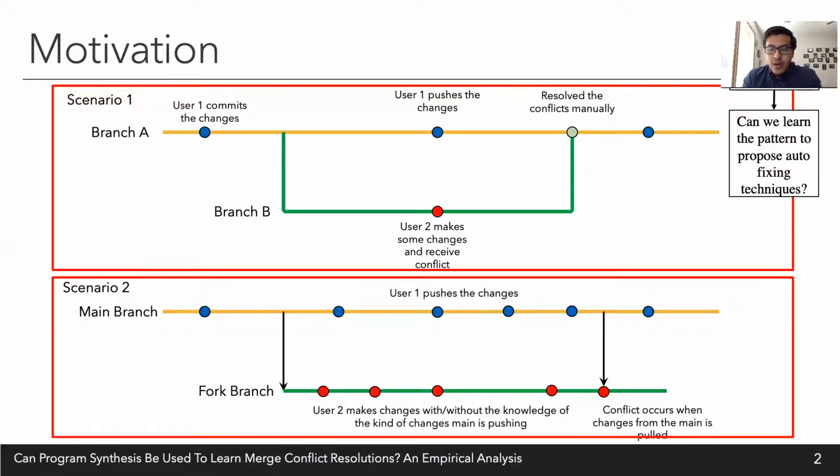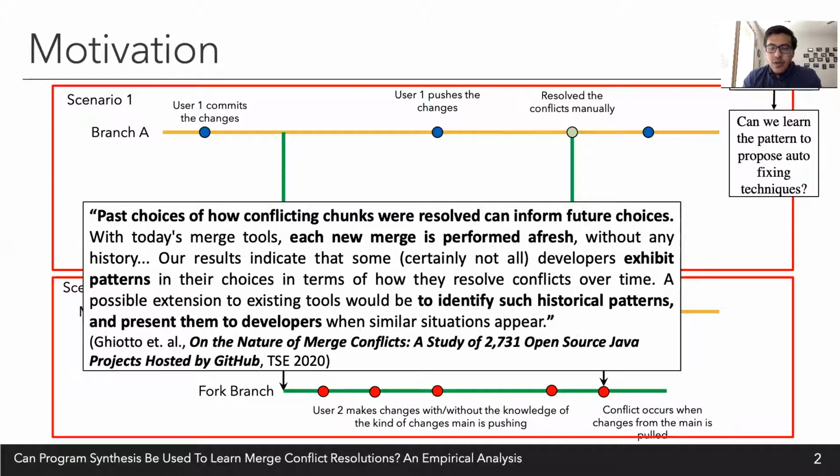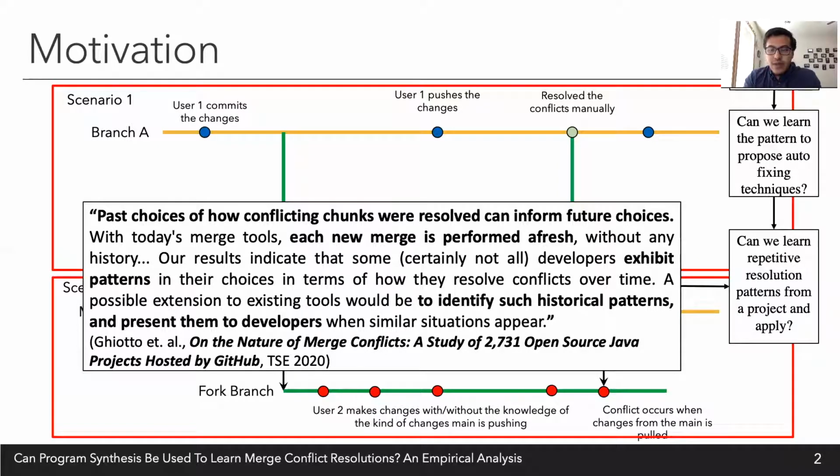Here, the prior work by Ghiotto et al. has greatly motivated us. The prior work observed patterns are commonplace in conflict resolution for a large project when viewed over the history of a project. They also postulate that learning common resolution patterns in a project can be a useful aid for developers in resolving future conflicts. Based on that observation, we tried to answer whether we can learn repetitive patterns from a project and apply them to the same project.